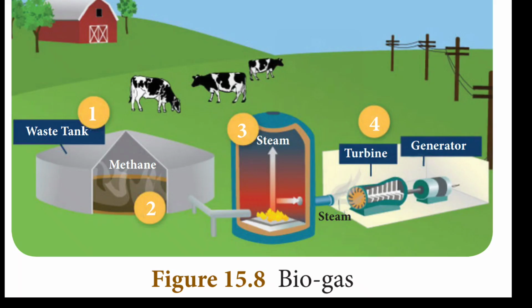And the next one, gobar gas. It is obtained by fermentation of cow dung in the absence of air. It mainly contains methane and a little ethane. It is widely used in rural areas for cooking and operating engines.